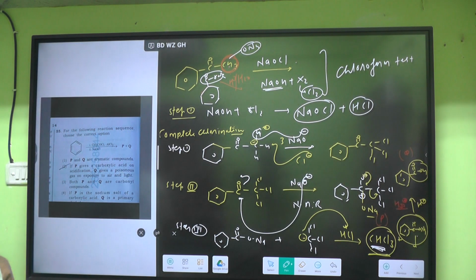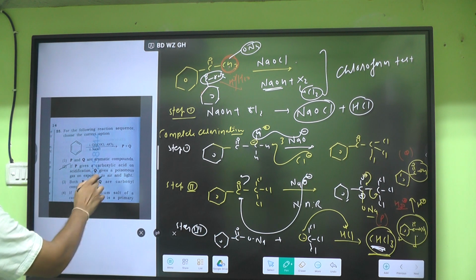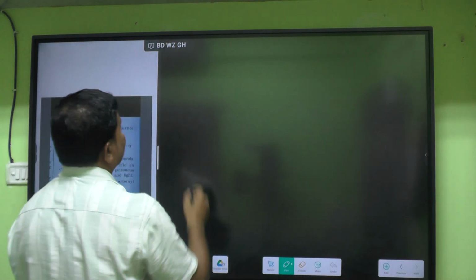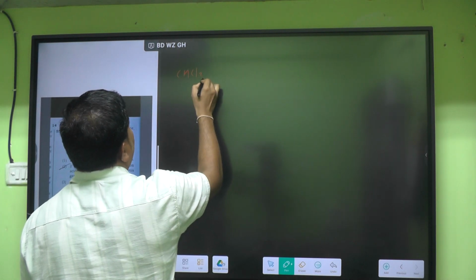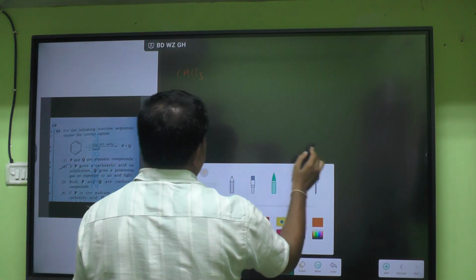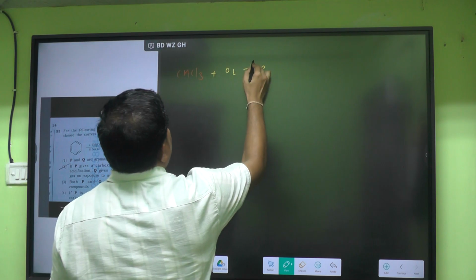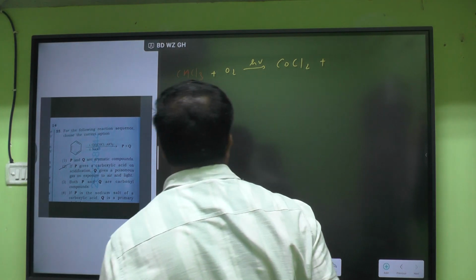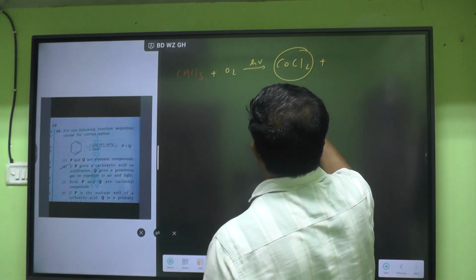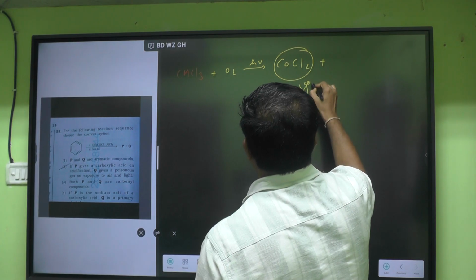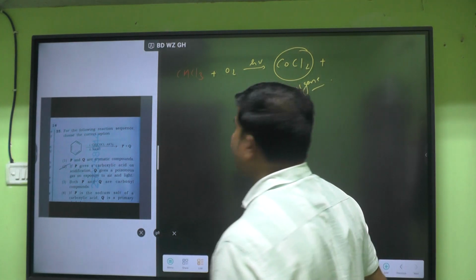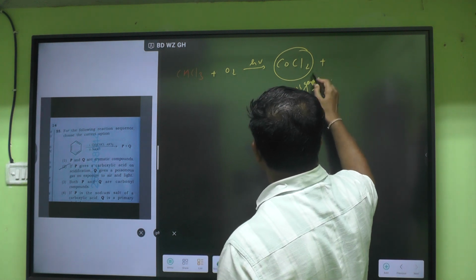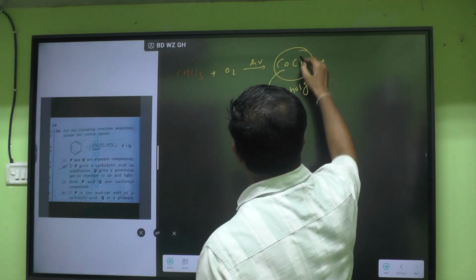Correct statement: in chloroform, poisonous gas is formed on exposure to air and light. So remember here, everyone knows CHCl3 is chloroform. When chloroform reacts with O2 in the presence of UV light, it forms phosgene gas, COCl2. Remember, the poisonous gas formed is phosgene. Phosgene gas is poisonous in nature.